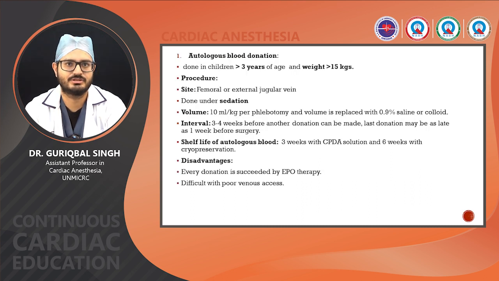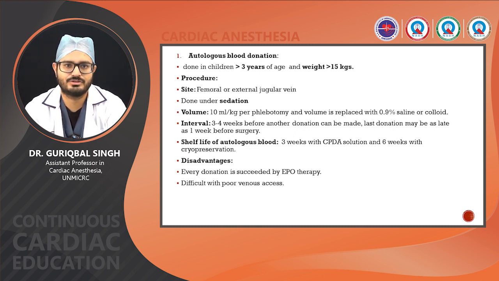Now what are the indications of autologous blood donation? It is done in children with more than 3 years of age and weight more than 15 kg. We can obtain the blood from the femoral or external jugular vein under sedation, 10 ml per kg per phlebotomy, and the volume is replaced with 0.9% saline or colloid. There should be an interval of 3 to 4 weeks before another donation can be made, and the last donation may be as late as 1 week before surgery. The autologous blood's shelf life is 3 weeks with CPDA solution and 6 weeks with cryopreservation.